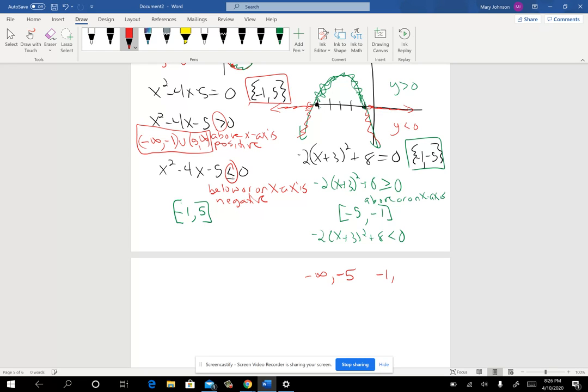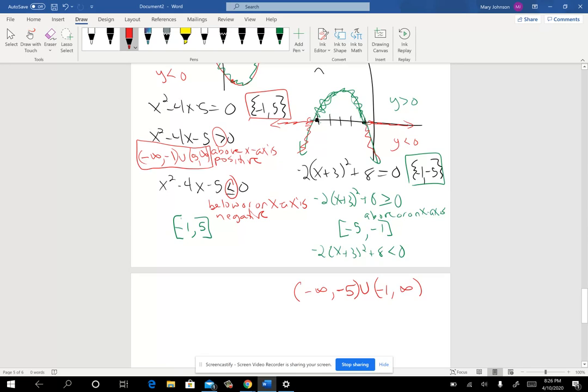And from -1 to +infinity, and I don't want it to be equal to, so I'm going to use a parenthesis on those. And since there's 2 intervals, I'll put a union in between. Okay, so that's one way to tackle inequalities when you're asked to solve them.